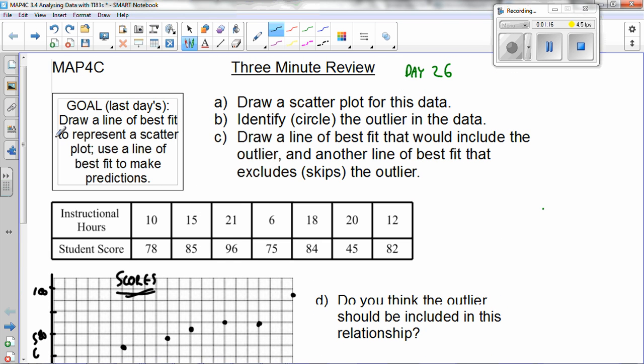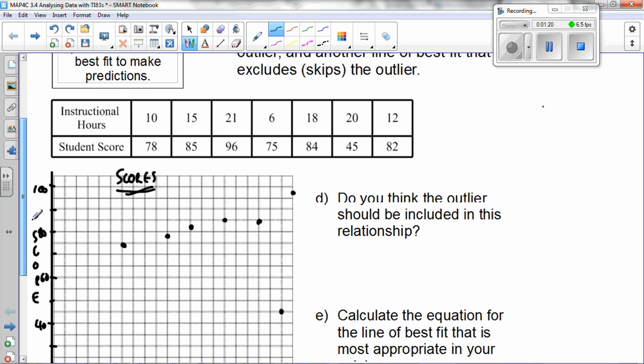If we did that, identify or circle the outlier of the data. Now, which one's the outlier? That one right there, right? And it's way easier on the graph to see that. This person right here studied for 20 hours or had 20 hours of instruction and still got a score of 45 on whatever test it was. So they're the outlier.